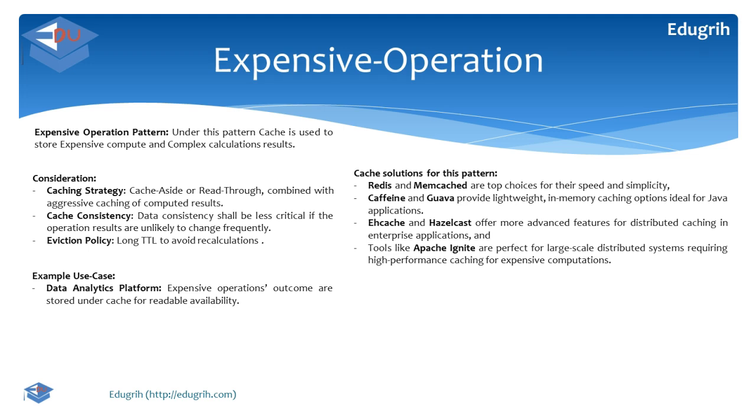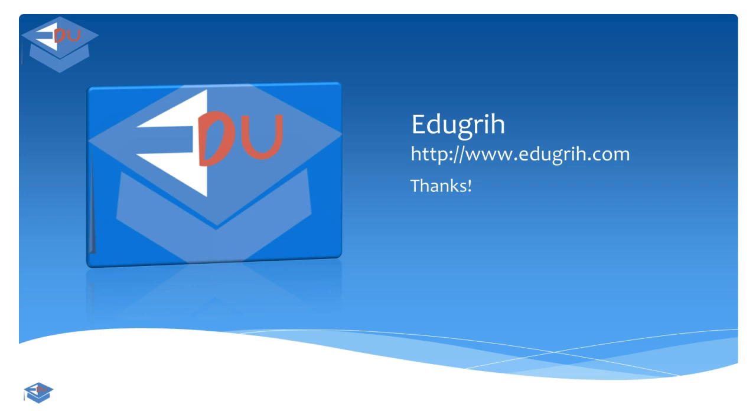Ehcache and Hazelcast offer advanced features for distributed caching in enterprise application, keeping the data or the cache in memory. And tools like Apache Ignite are one of the examples for a large-scale distributed system requiring high-performance caching for expensive computations. With this, I'd like to summarize today's session.